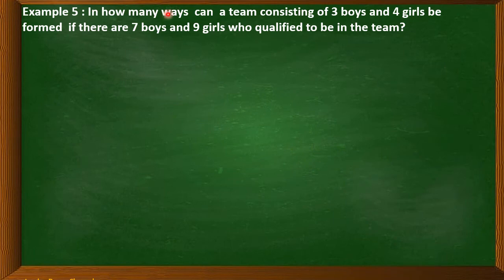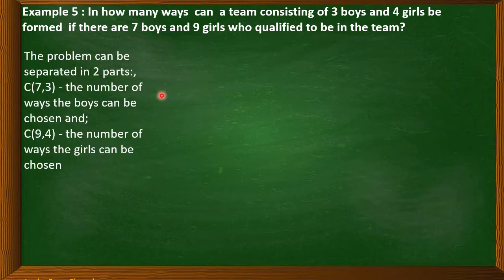Next example. In how many ways can a team consisting of 3 boys and 4 girls be formed if there are 7 boys and 9 girls who qualify to be in the team? This type of problem can be solved in 2 parts. First is the combination of 7 taken 3 at a time. This is the number of ways the boys can be chosen. On the other hand, the number of ways the girls can be chosen is the combination of 9 taken 4.